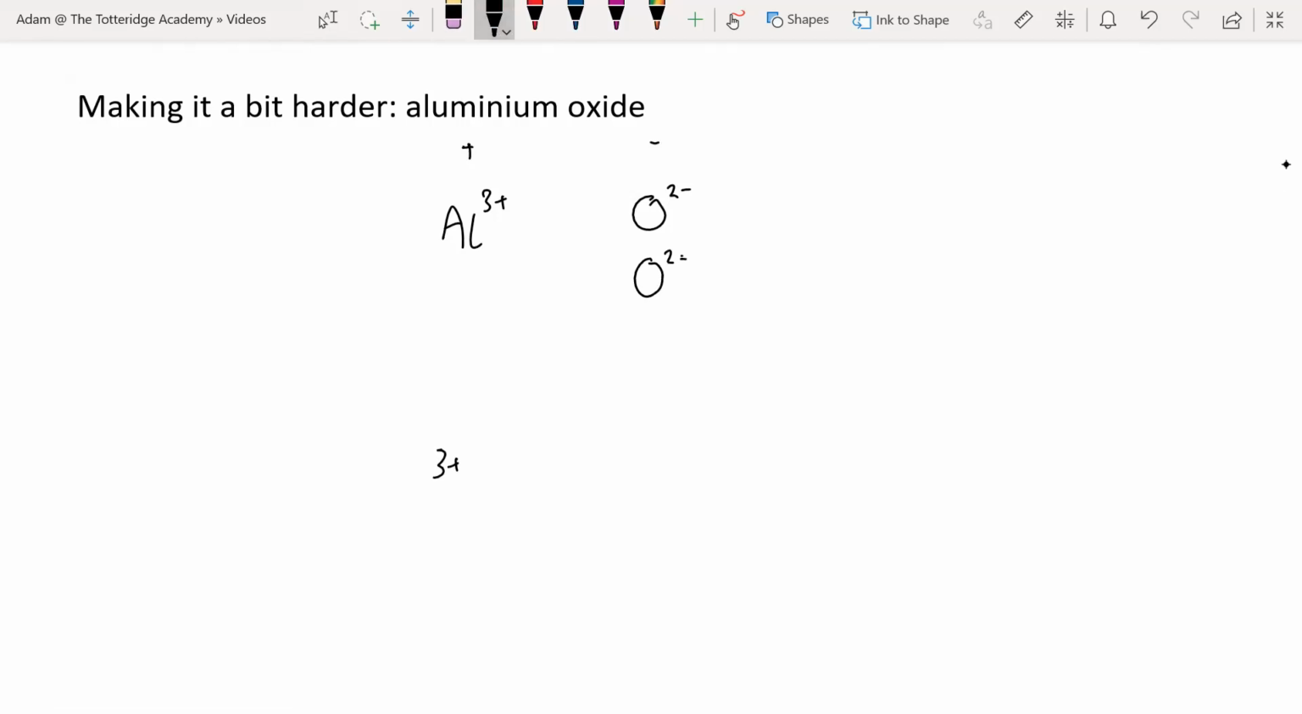But now I've got too many on this side. I know that these two numbers need to be the same. So how am I going to do that? Well, let's say I add another Al3+. This is going crazy, isn't it?